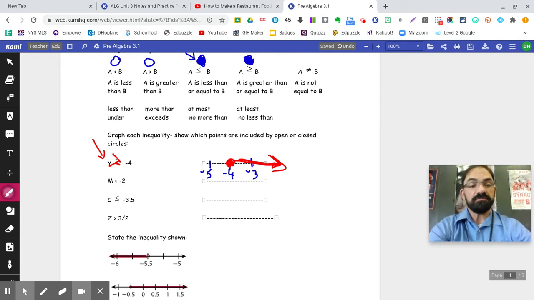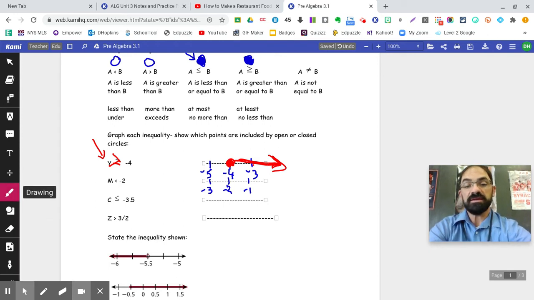All right, let's look at the next one. M is less than negative 2. Let's put negative 2 on the number line. Then a number on either side of it would be negative 1 that way and negative 3 over here. Is it an open or closed circle? Since it's only less than, it is an open circle. And since the variable is on the left, I can shade in the direction the sign is pointing, which is to the left.